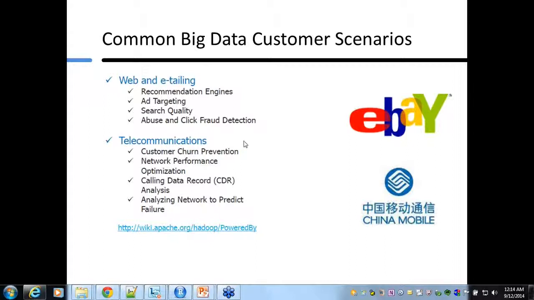So let us talk about the use cases from these industry sectors and understand how they are using big data technologies to solve such problems. One of the use cases is called generative AI.